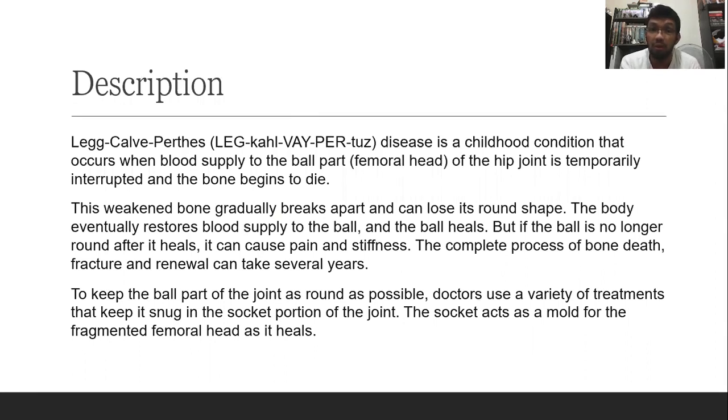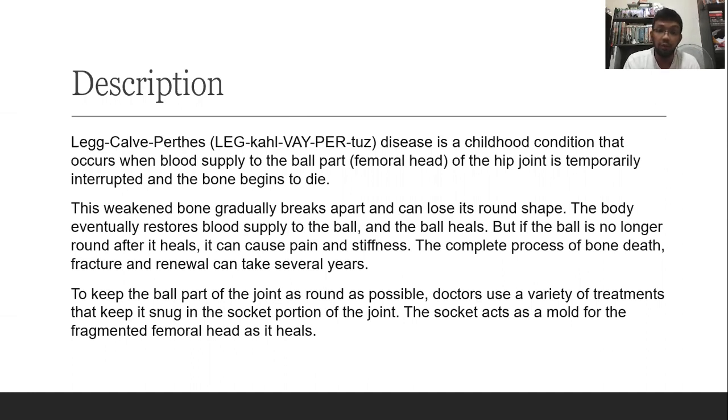Remember, the femoral head is round. So if blood supply has been interrupted, the tendency is the bone will die, it will break off, and the round shape is gone. So the body eventually restores blood supply to the ball, and the ball heals. But if the ball is no longer round after it heals, it can cause pain and stiffness. So the complete process of bone death, fracture, and renewal can take several years.